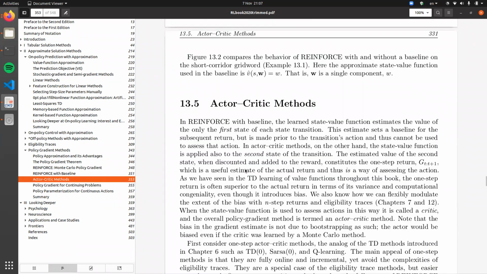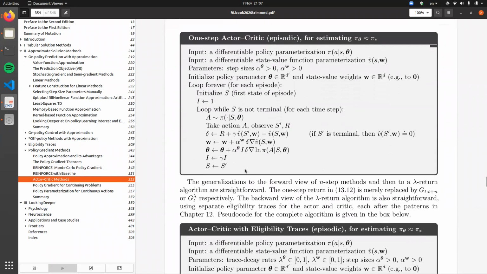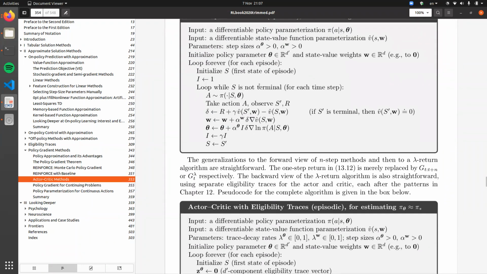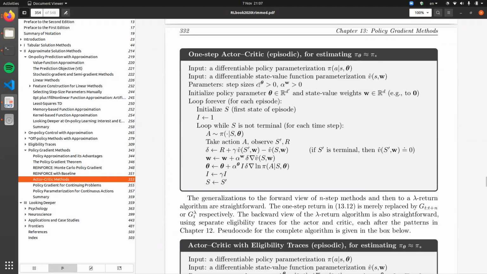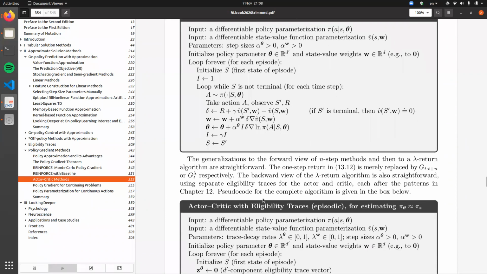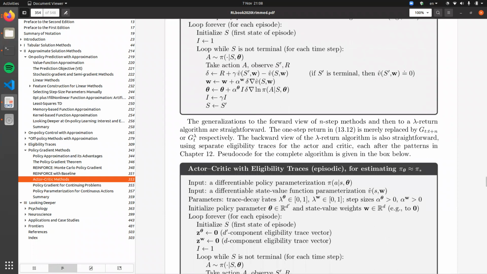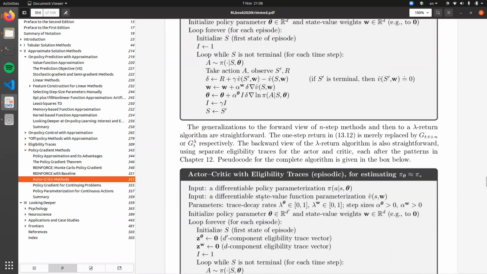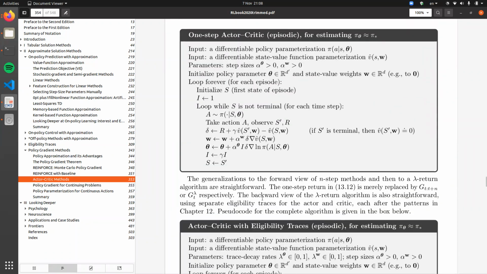But it's not the case for the bootstrapping. But again, in practice, bootstrapping often has its benefits in reducing the variance and speeding up the learning process. And we can naturally go on to extend this algorithm.